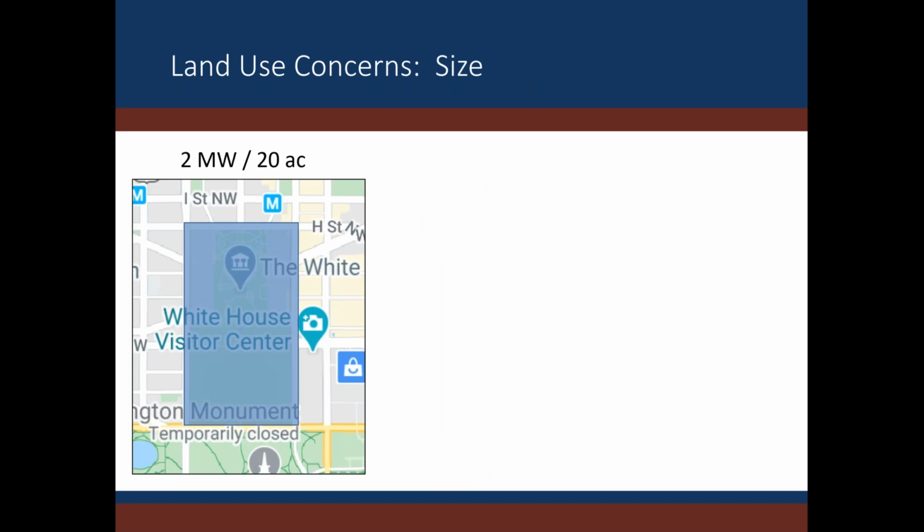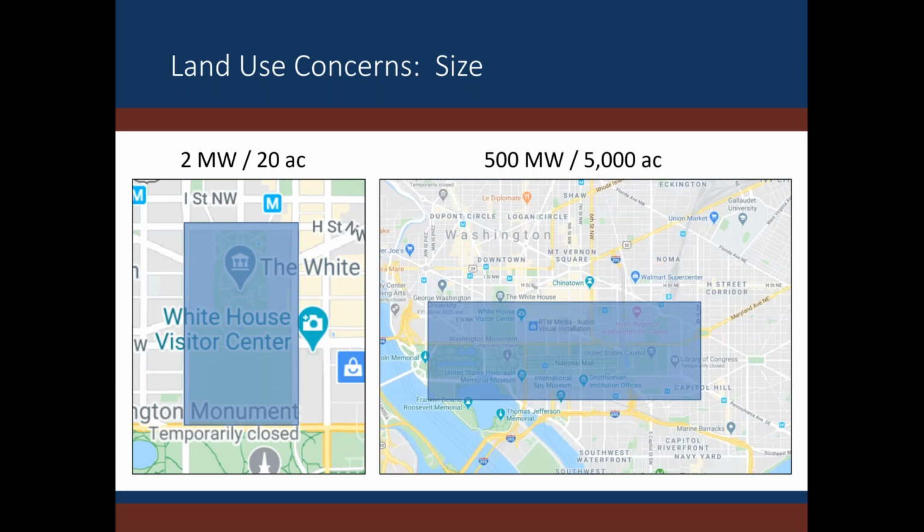Another concern is the size. It's hard to imagine land uses as large as a utility-scale solar facility. In Virginia, we've seen utility-scale facilities ranging from 2 to 500 megawatts. A rough rule of thumb is that 1 megawatt requires approximately 10 acres of land, including setbacks in other undeveloped areas. That means we're talking about projects that cover 20 acres, about the size of the White House complex, to projects that cover 5,000 acres, which is larger than the National Mall.